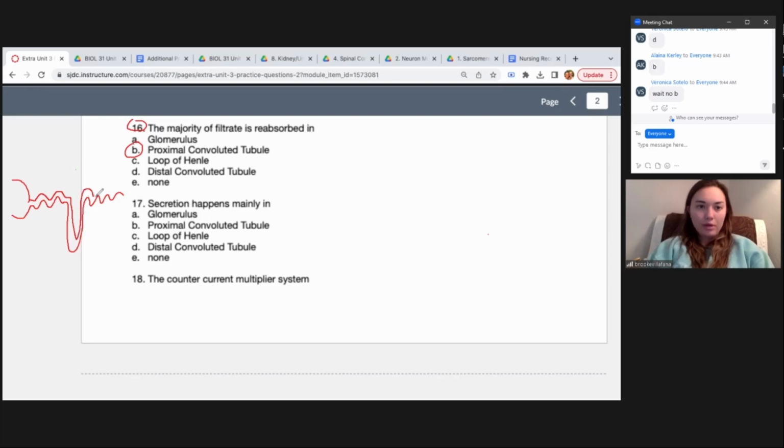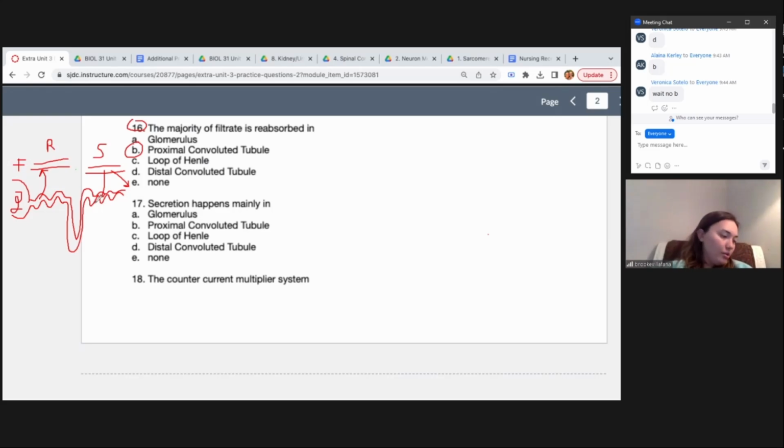Once we get filtration, which is through that glomerulus, so this is filtration, reabsorption happens where it goes back into the blood, and then we get secretion happening to the distal convoluted tubule and collecting duct. This is secretion, reabsorption. Okay, so kind of try to remember this drawing here.